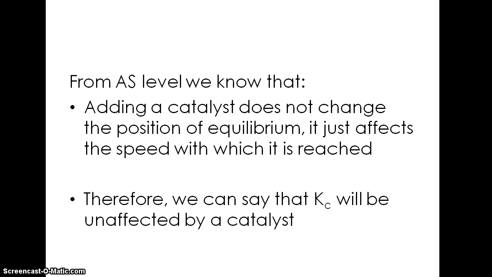We'll start with the catalyst because that's quite straightforward. From AS level, you should already know that when you add a catalyst, it doesn't change the position of the equilibrium. All it does is mean that you get to equilibrium quicker. So because it doesn't affect the position of equilibrium, it only affects the speed that you get there, then Kc will be unaffected because the proportion of products to reactants is going to be exactly the same.